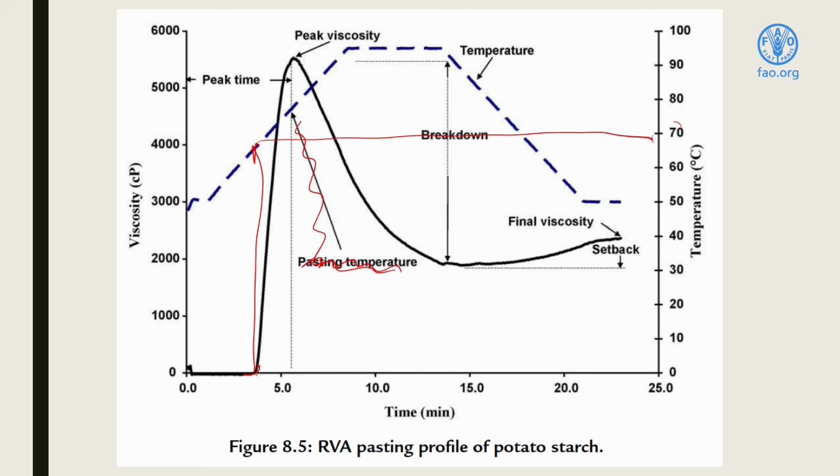And also we can obtain the peak viscosity, the highest peak position. And after breakdown of starch granules, the difference between here and peak viscosity, we call it breakdown. And here is the final viscosity. And the difference between final viscosity and trough is setback.